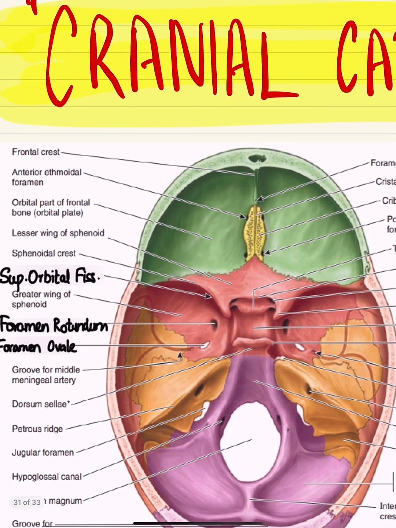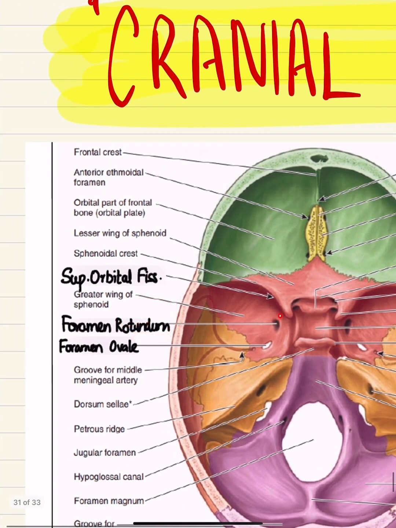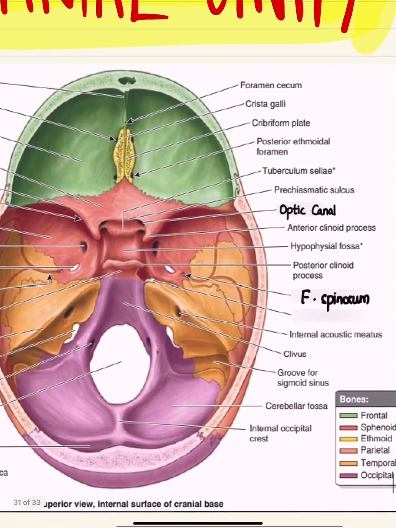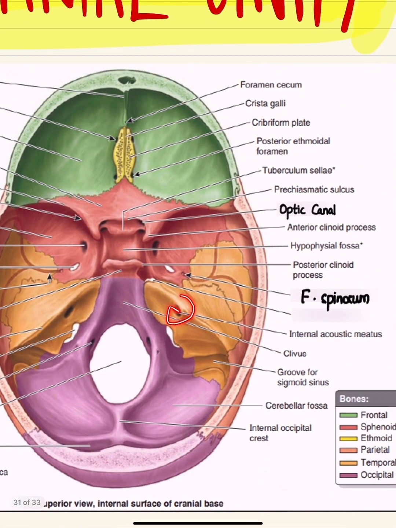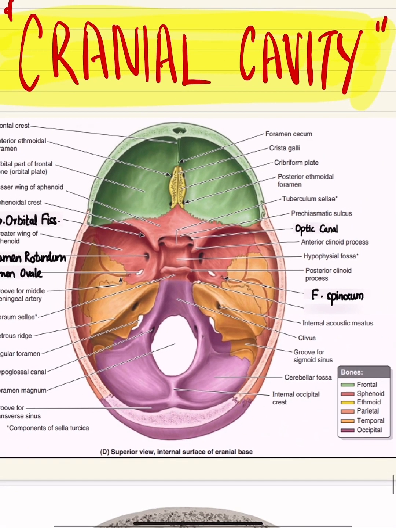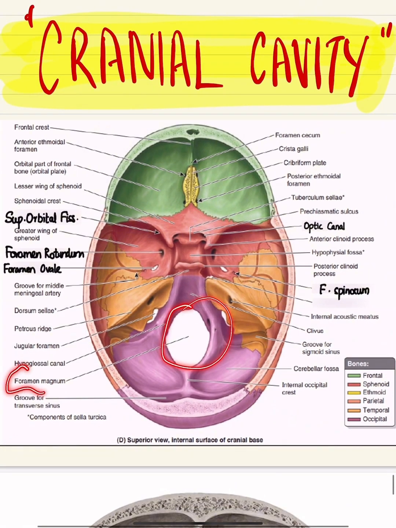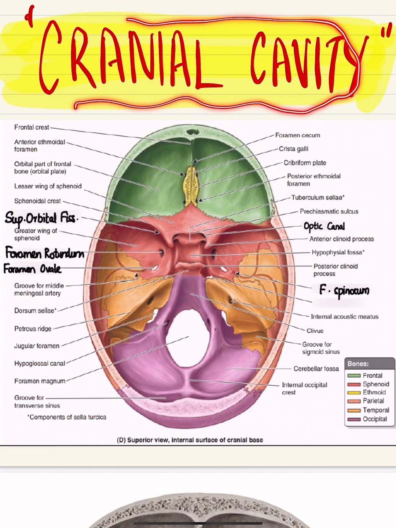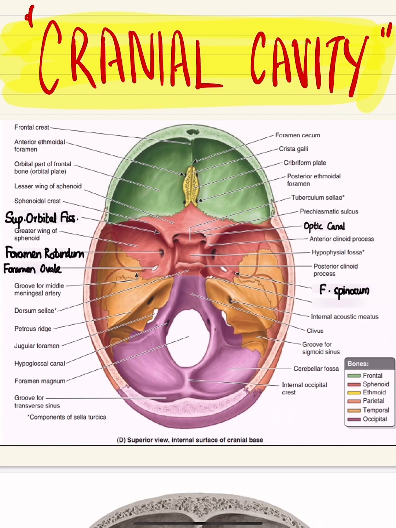This is foramen rotundum. This is foramen ovale. And this is foramen spinosum. ROS is the mnemonic for that. Posteriorly, this is our internal acoustic meatus. This is our jugular foramen, and this is the hypoglossal foramen, and the bigger one is foramen magnum. So that's all about the cranial cavity and some of its contents. Thank you.